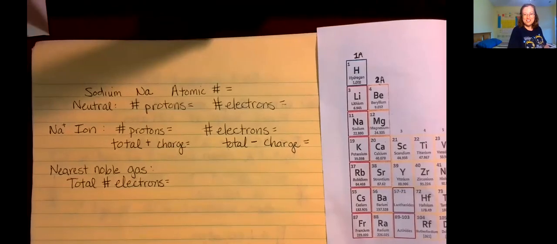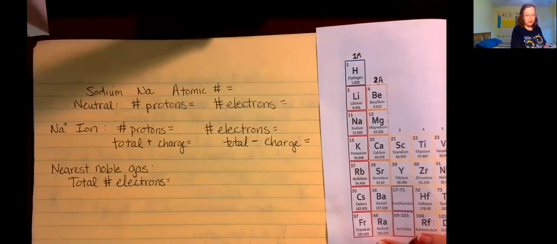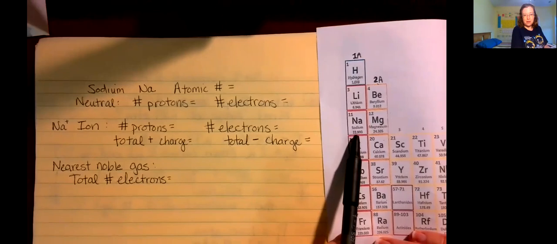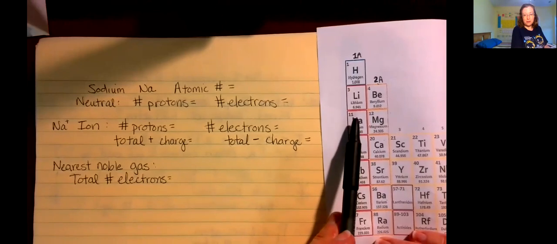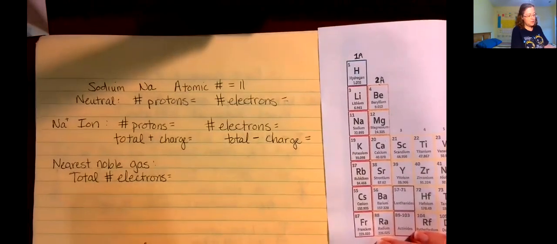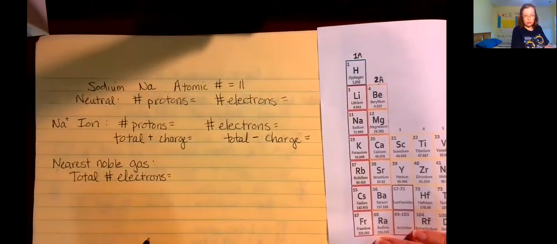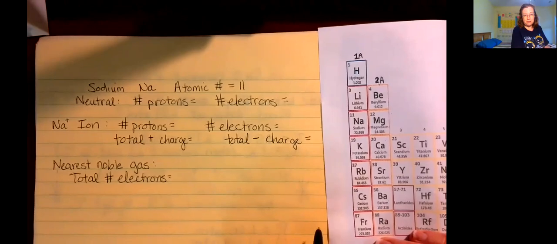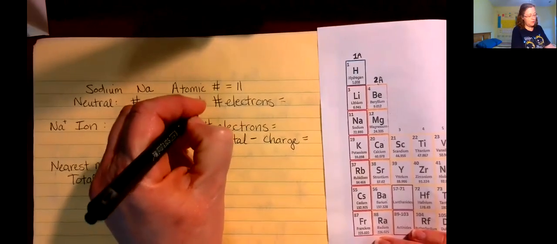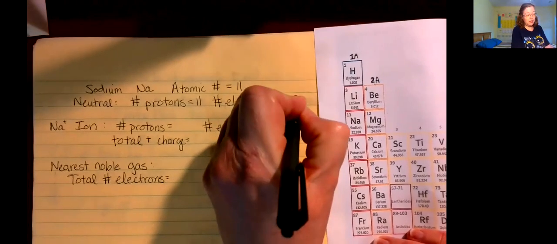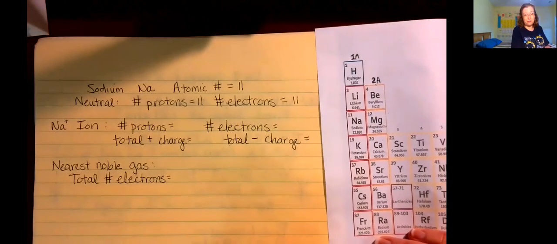All right, let's take a look at this problem. I'm using the periodic table to find sodium, and I see that its atomic number is 11. What does this tell me? Well, when it's neutral, which I assume everybody on the periodic table is to start with, how many protons does it have? It starts with 11 as well. The number of electrons, if it's neutral, will be 11 electrons as well.